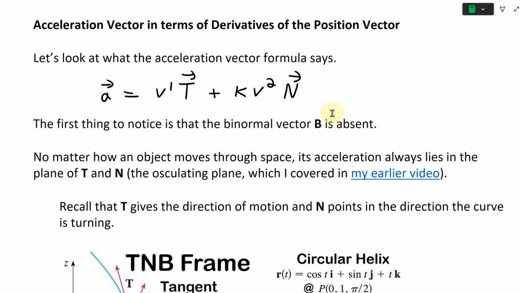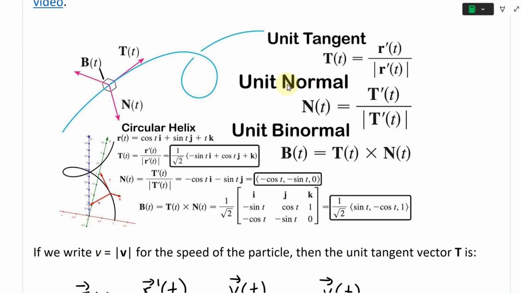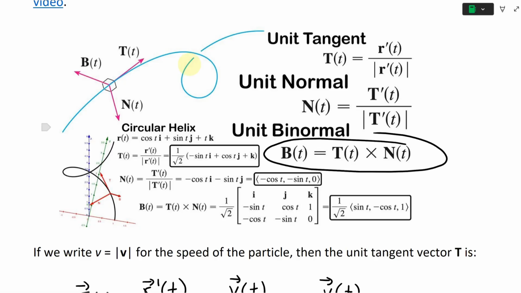Now the first thing to notice from this acceleration equation is that the binormal vector B is absent. So right now we just have the unit tangent and the unit normal, but you don't have the unit binormal there. And again, a recap of what I went over earlier: if you have a space curve, there's a unit tangent, which is tangent to the curve. There's the normal, which is perpendicular to the curve, and it's going towards where it's curving in. And then the unit binormal is just the cross product of these two. You take the cross product of the unit tangent with the unit normal, and it's also going to be of unit length 1. So there's none of that in the acceleration.